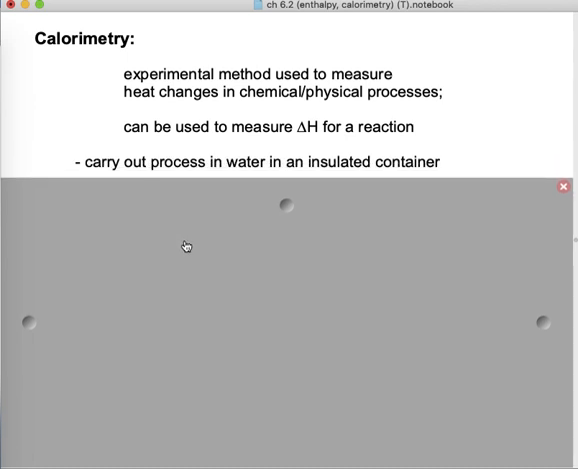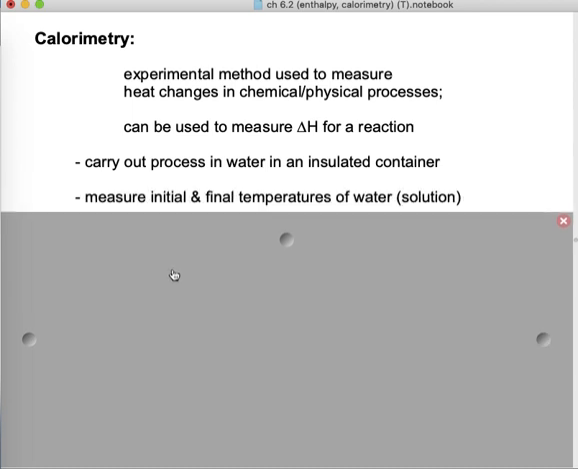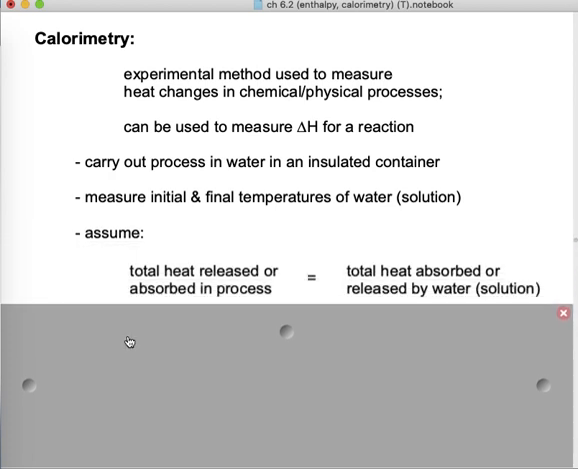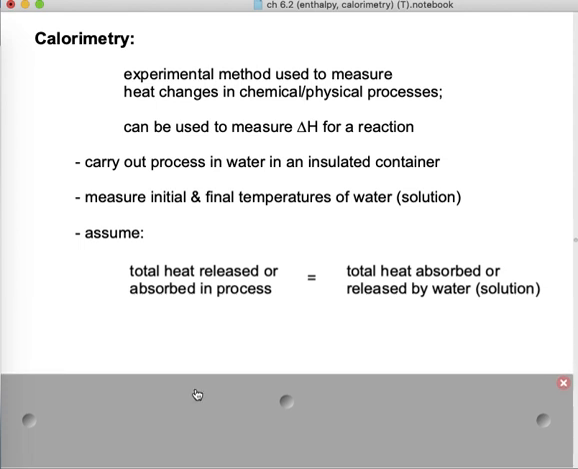Let's move on. Calorimetry. Calorimetry is an experimental method used to measure heat changes in chemical and physical processes. It can be used to measure the enthalpy change for a chemical reaction. We carry out the change, whether it's chemical or physical, in water in an insulated container. We measure the initial and final temperatures of the water or the solution in the container. We assume that the total heat released or absorbed in the process is equal to the total heat absorbed or released, respectively, by the water or solution in the calorimeter.